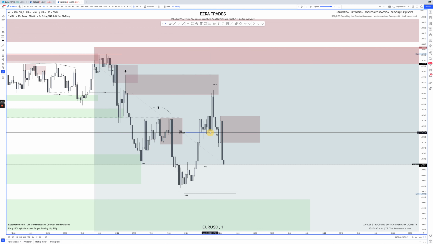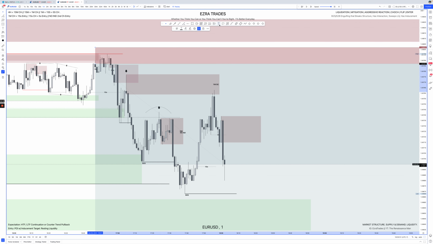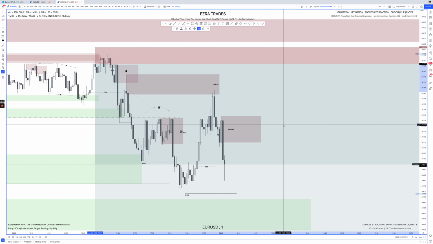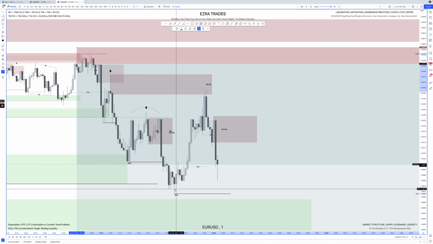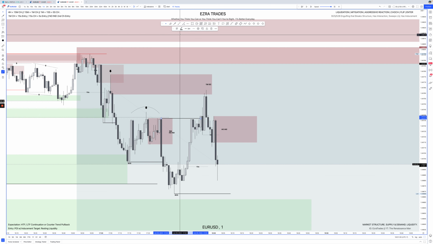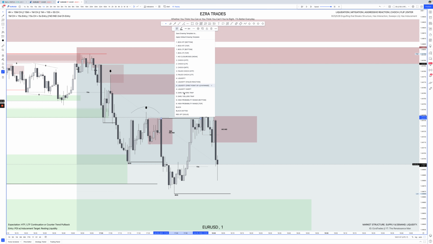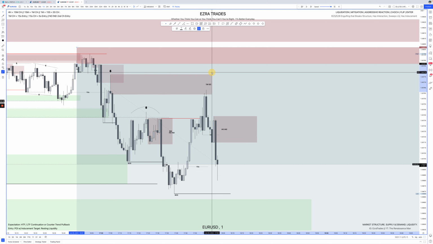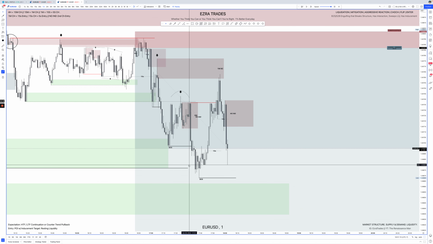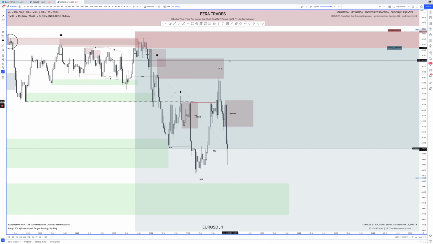Can I drag that? I can't. So let's add a new one here. So we have no inducement. So I'm just keeping that in mind. Now, because this is the extreme of the pullback, right? Right now, what we have is a 1 minute change of character. So the 1 minute has shifted bullish on order flow, but structure is still bearish. So here's what we're looking for. In this case, price could reverse, and this could be considered strong and take out that level.